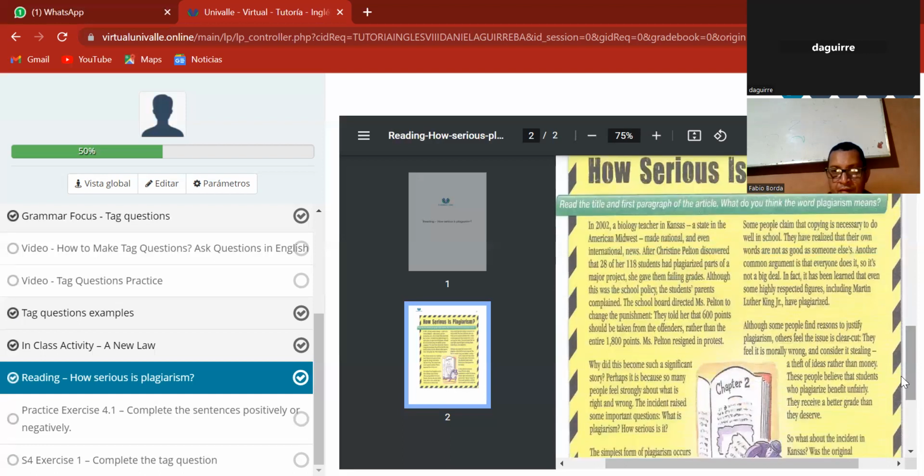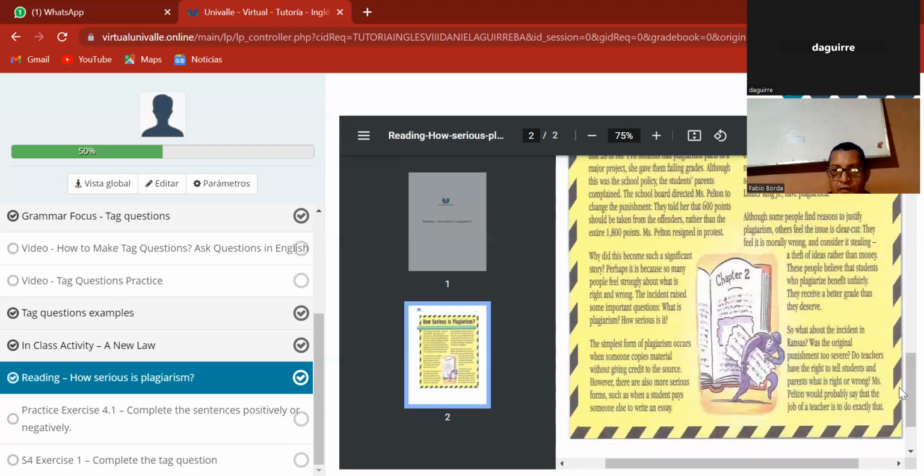Why did this become such a significant story? Perhaps it is because so many people feel strongly about what is right and wrong. The incident raises some important questions. What is plagiarism? How serious is it? In the simplest form, plagiarism occurs when someone copies material without giving credit to the source. However, there are also more serious forms, such as when a student pays someone else to write an essay.